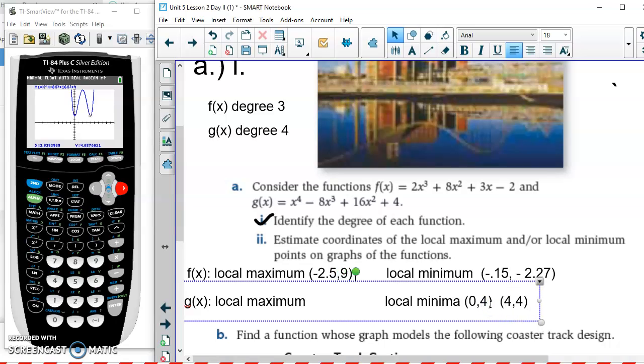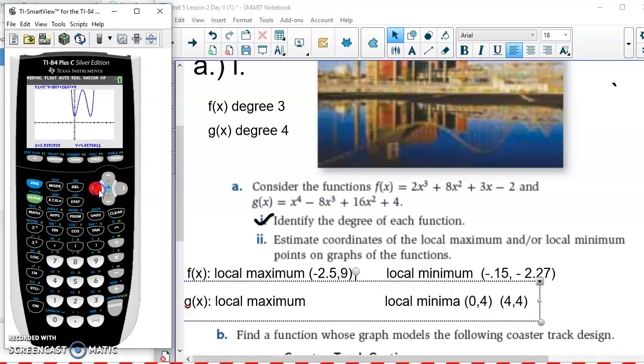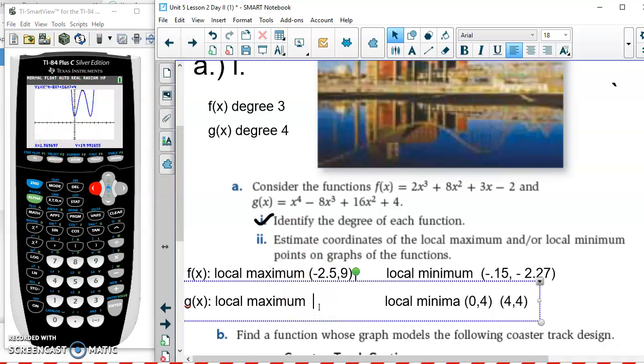4, comma 4. And then our local maximum point would be right in here, somewhere up top there. It looks like that's close to 20, about 19.99, and this is about close to 2, so let's estimate that this is 2, comma 20. And that's our answer for that section.